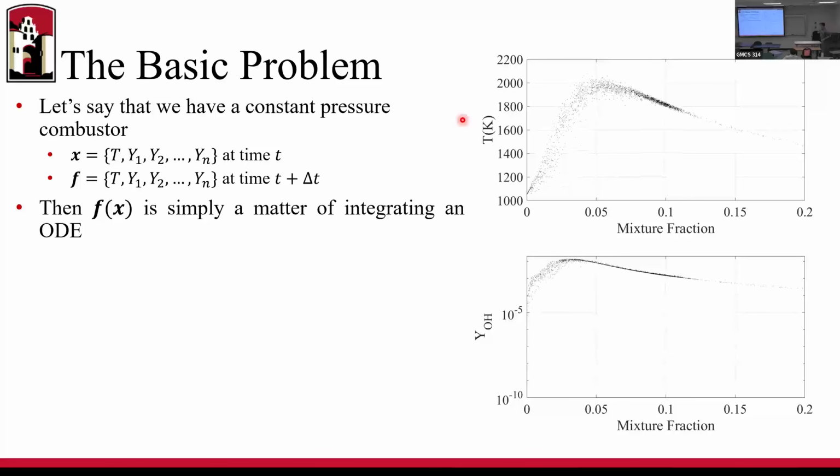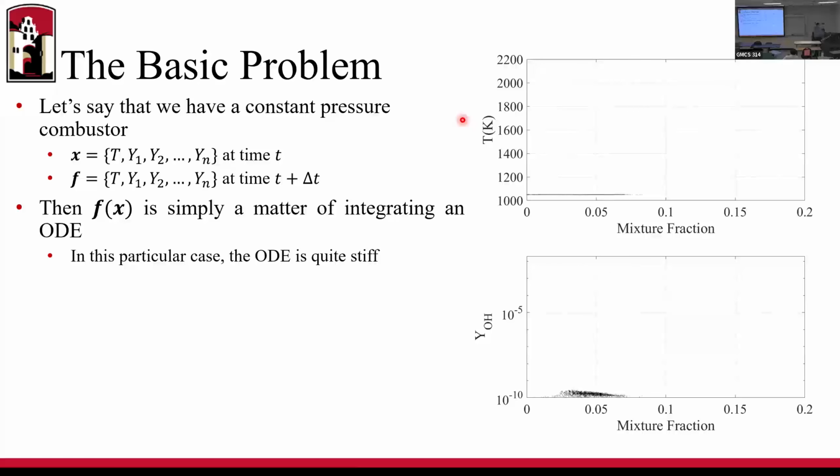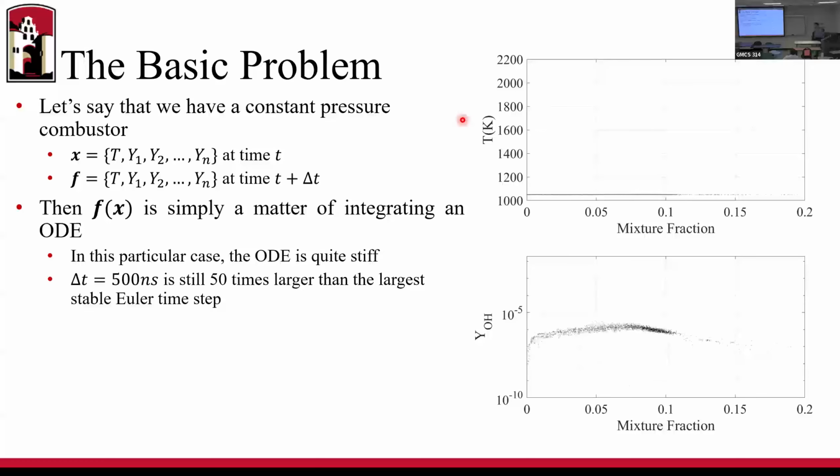Okay, so we might say then in that case, f of x is simply a matter of integrating an ODE, but for computational combustion, that can be quite challenging because usually the ODE is quite stiff, even in this case for hydrogen combustion, and even more so for hydrocarbon combustion. So, for example, here in this simulation, I'm using a time step of 500 nanoseconds, which may sound like a very small time step, but that's still 50 times larger than the largest stable Euler time step that would admit explicit Euler integration of this ODE given by f.